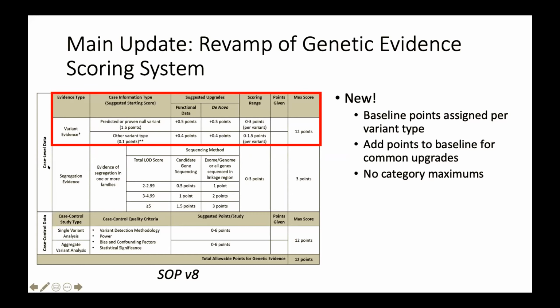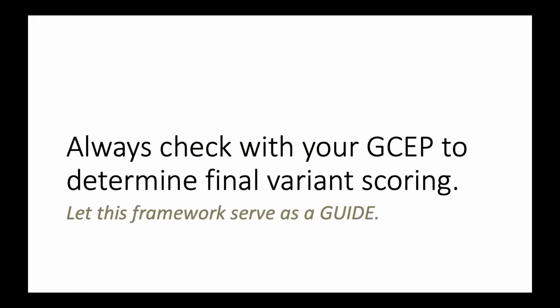And we also have another update: you are also able to add functional data. So we baseline those points assigned to 0.1. So there's no longer necessarily a reason to downgrade. It is upgrading. And then you can apply more upgrades based on those de novo categories. And we did remove those maximums as we indicated. There is no change to the segregation evidence, that stayed the same, as well as the case control. So this was on case level data alone.